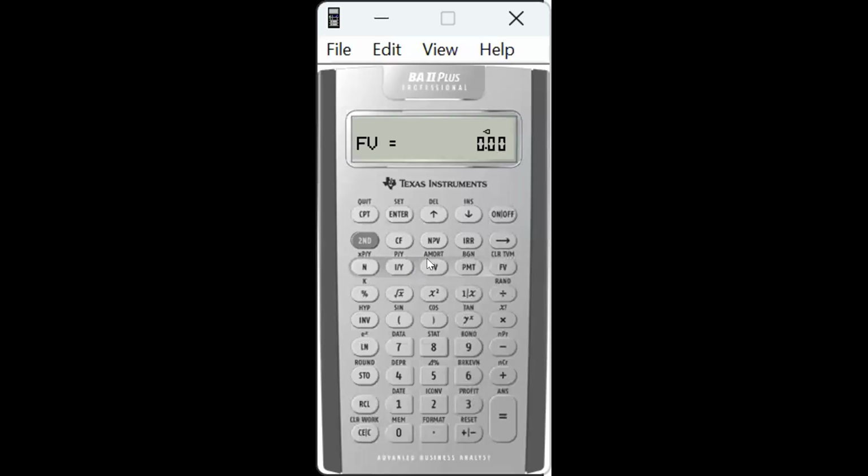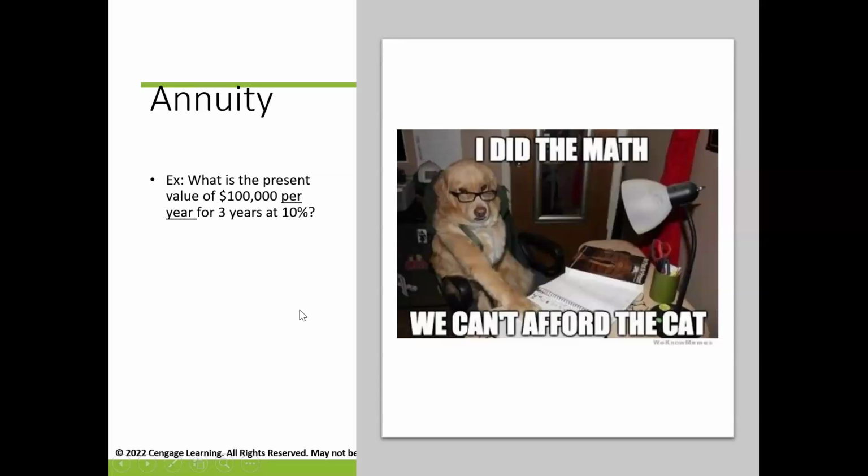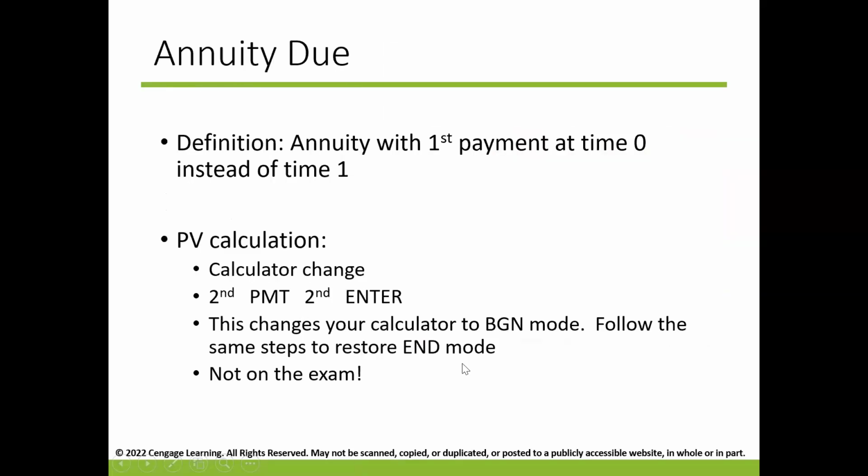We go back, compute present value, and there's your answer. It's currently worth 248,685. And so that is exactly how you would know how to do this on the financial calculator. So going back to the slides here, that would be how you would do this. So an annuity due.